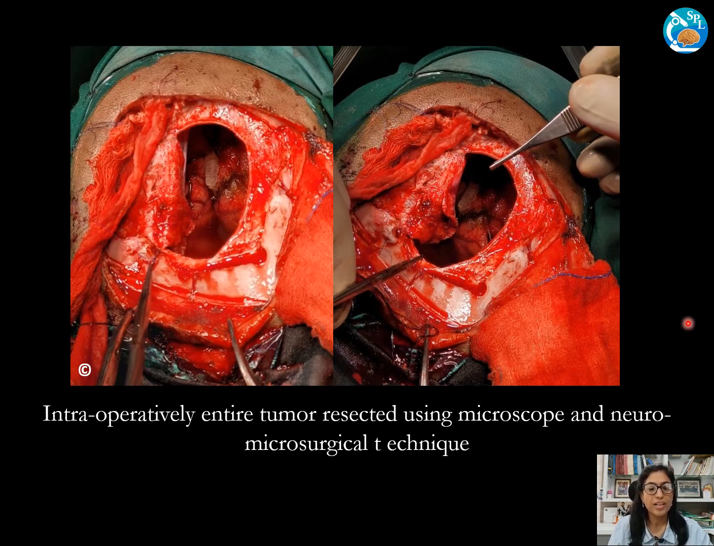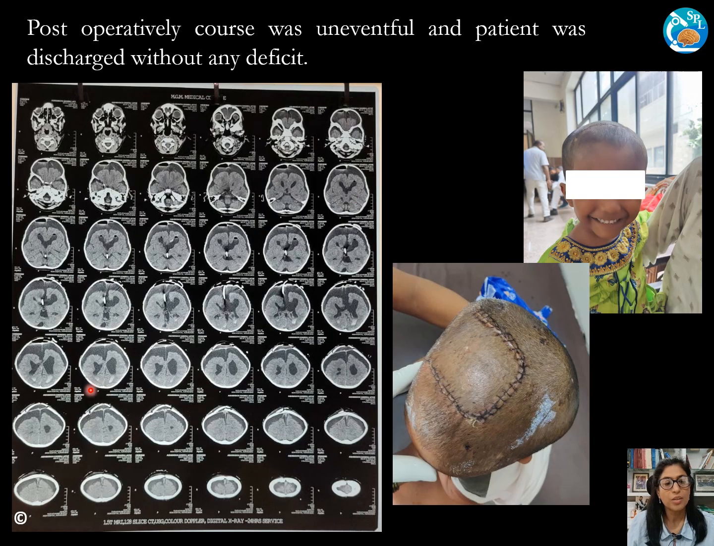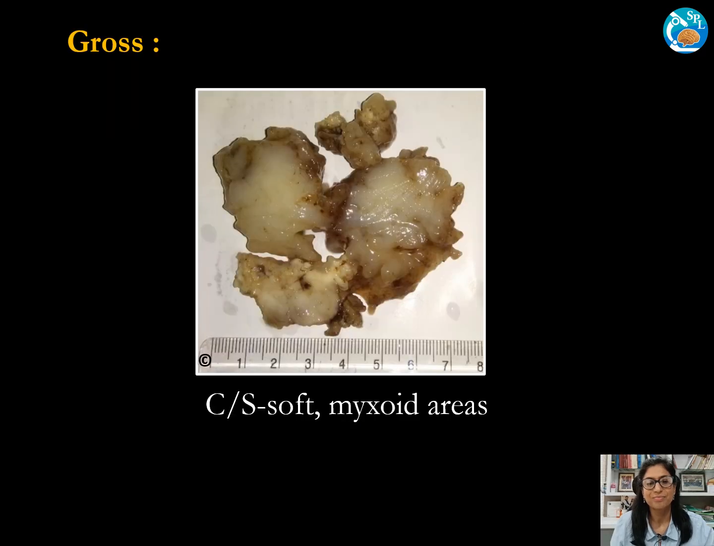This girl was operated by Dr. Ishtiaq Ansari, the neurosurgeon at the Pacific Hospital, Aurangabad, and the entire tumor was resected. So you can see there's complete resection of the tumor. So these are the post-op scans, and the course was uneventful, and the patient was discharged without any deficit. So you can see this girl nicely smiling.